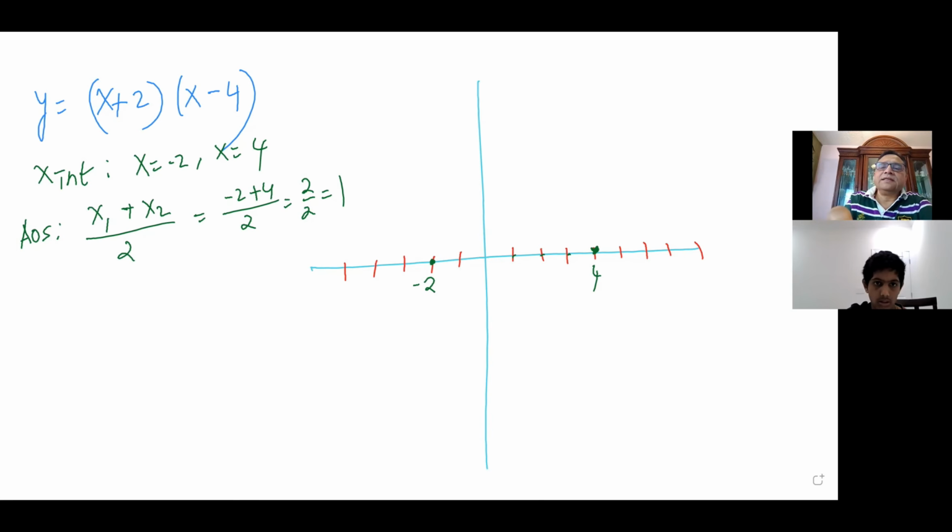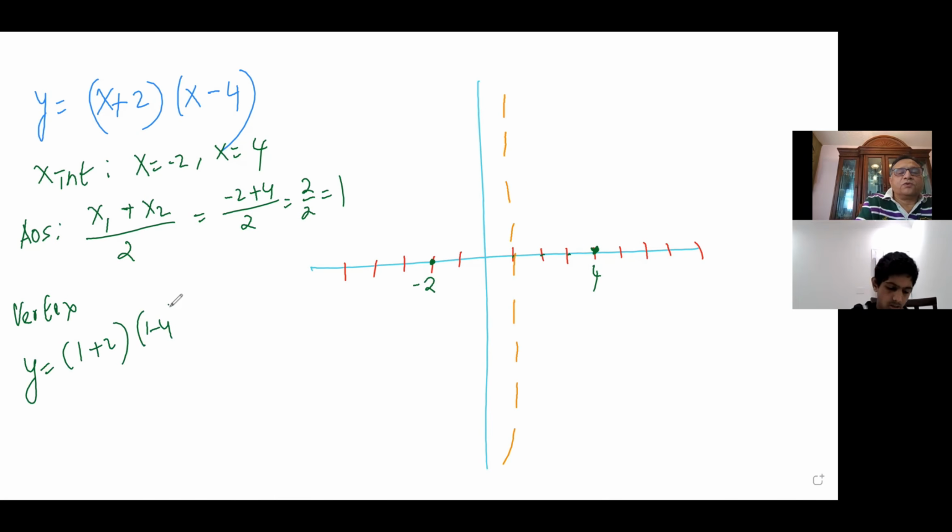So let me sketch the axis of symmetry, which is at x equals 1. So we have this axis of symmetry. Is that clear to you? Now, since we have the axis of symmetry, let us find the vertex. We can substitute the value of x equals 1 in the equation. We get y equals 1 plus 2 times 1 minus 4. What do you get? 3 times -3, which is -9, correct?